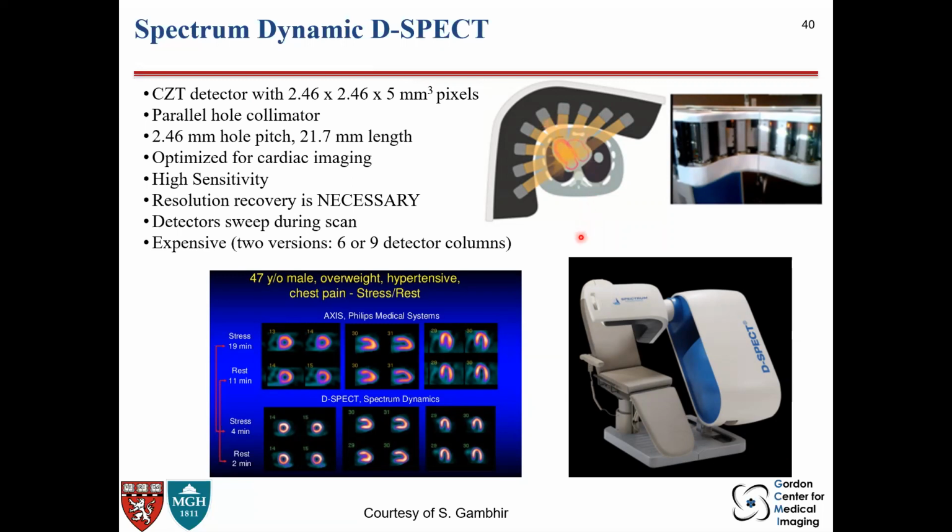Okay, and because it's parallel hole, it's not like pinhole where you can see the entire field of view. It's just seeing a portion of the field of view, and that's why, for example, this detector has to sweep from this angle all the way to this side to see the entire field of view. So there is a component within the gantry, not the gantry itself, that is rotating. Because of the high price, they ended up having 2 versions of the system with 6 or 9 detector columns. Each of these is called a detector column, but they provide perhaps the best resolution available today in commercial systems.